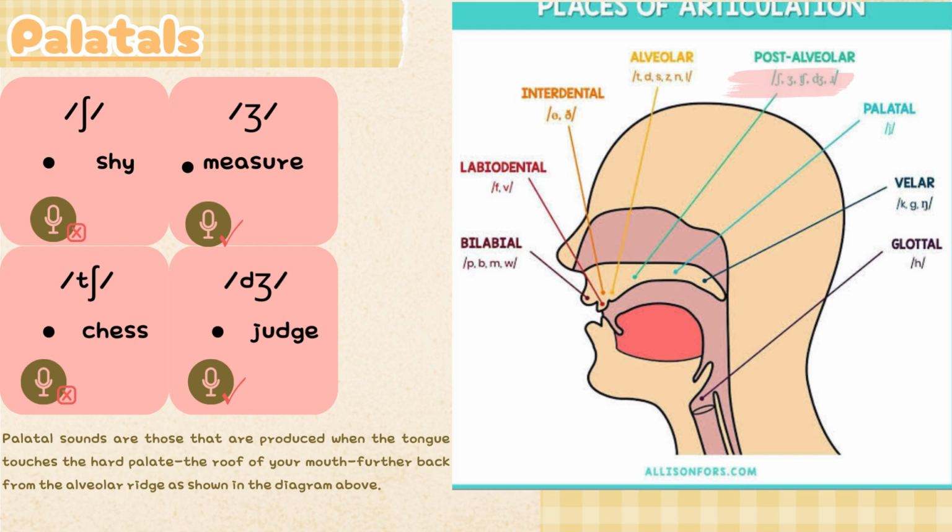Starting first with sh, as in shy, this is a voiceless sound, which is to say the vocal cords are not vibrating to produce the sound. Similarly, the sound ch, as in chess, is also voiceless.